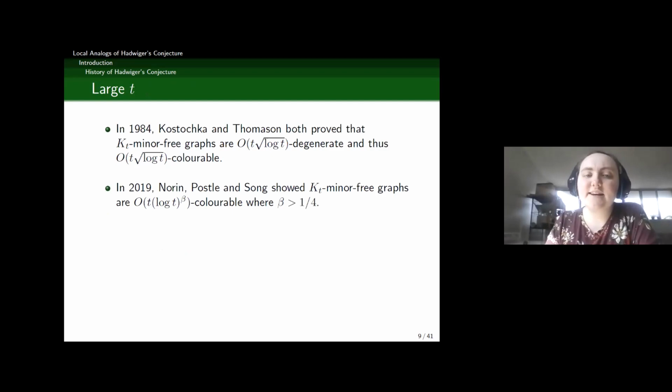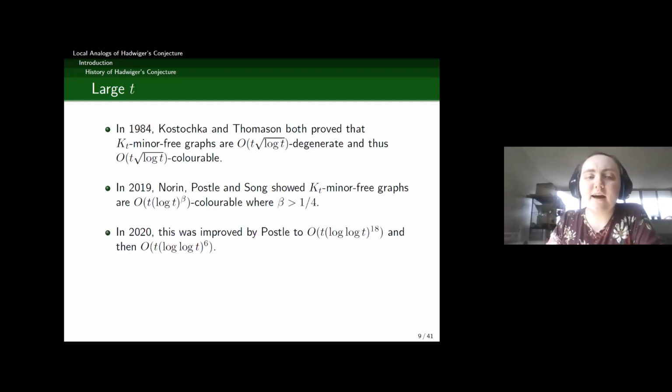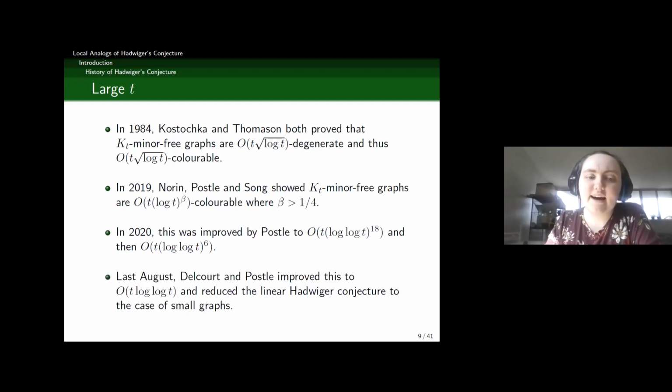But then in 2019, Norin, Postle, and Song showed that K_t minor free graphs are O(t (log t)^β) colorable for any β greater than a quarter. And in 2020, Postle improved it down to O(t (log t)^6). And then finally in August 2021, Delcourt and Postle improved this down to O(t log t). And they also proved that if you can show a certain statement about small graphs, then you can actually get O(t).